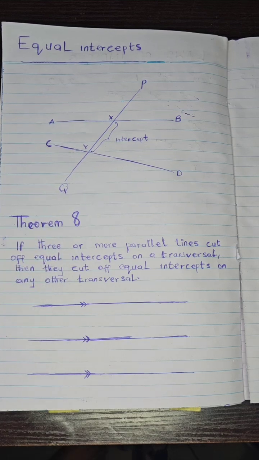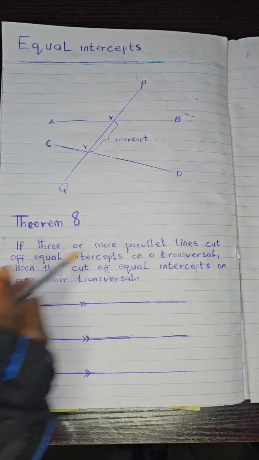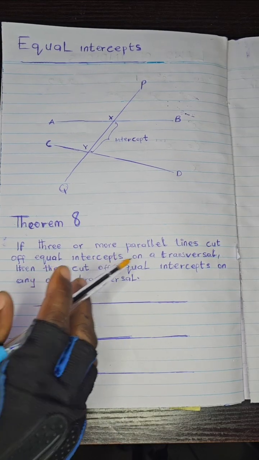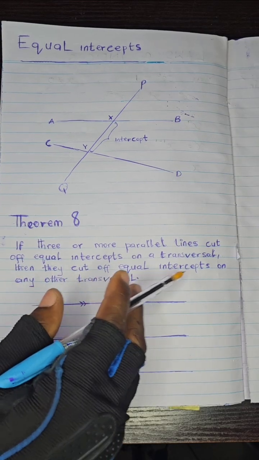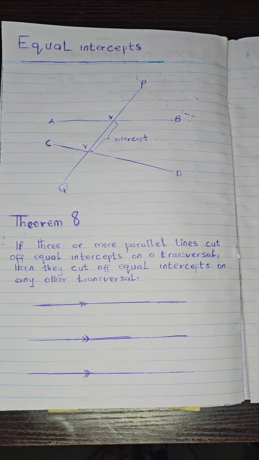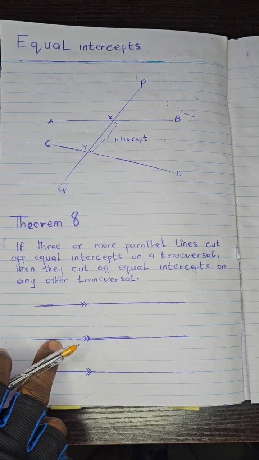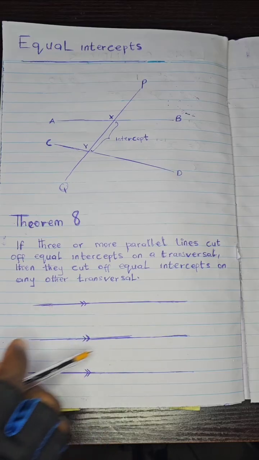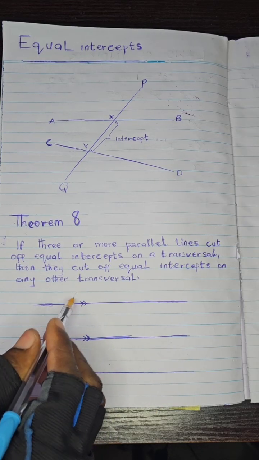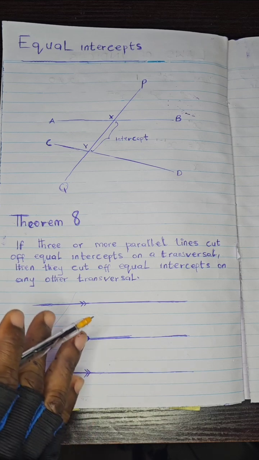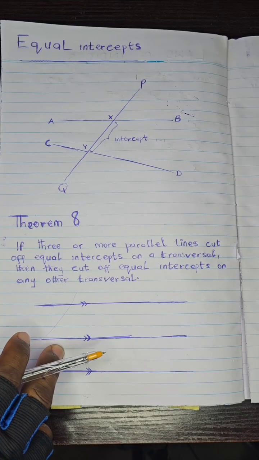That leads us to theorem 8. Theorem 8 says if 3 or more parallel lines cut off equal intercepts on a transversal, then they cut off equal intercepts on any other transversal. What's the law trying to say? It's saying that if you have something like this, and this is a parallel line, because we are dealing with 3 or more. If we have two parallel lines cutting through an intercept, we're not talking about that.